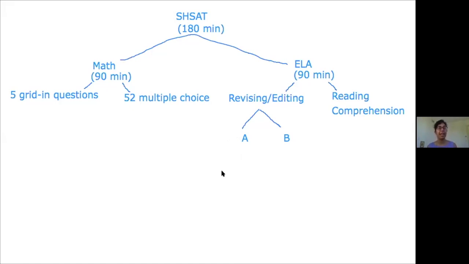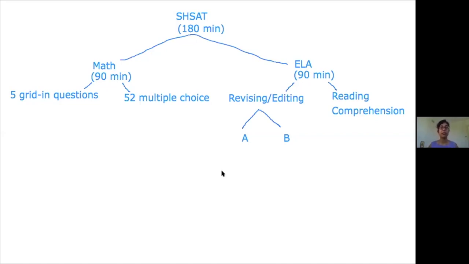Whereas B is about looking at the flow of ideas in a longer passage and making sure that there's no extraneous information in the passage, and adding information that might belong well in the passage. And all of this is multiple choice. So you're not going to have to take a pencil to a sentence and correct it yourself. You're going to be given some options and you're going to choose from them.